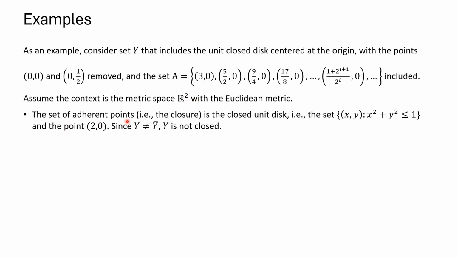So the set of adherent points, i.e. the closure, is the closed disk, x squared plus y squared less than or equal to 1. So these two points would be adherent. And then the limit point of this sequence, even though it's not in A, (2,0), would be adherent because whatever open ball we put around this, we're going to include some points from this set here. So since Y does not equal its closure, Y is not closed.